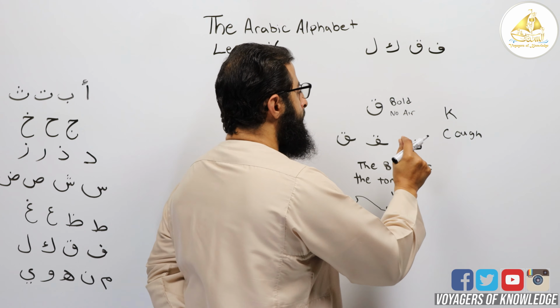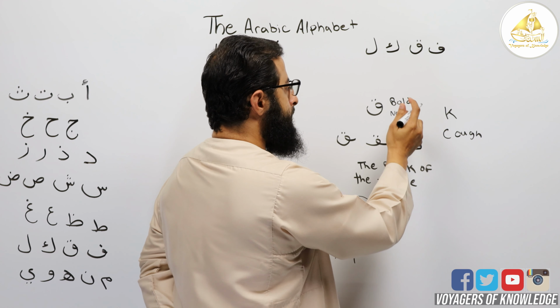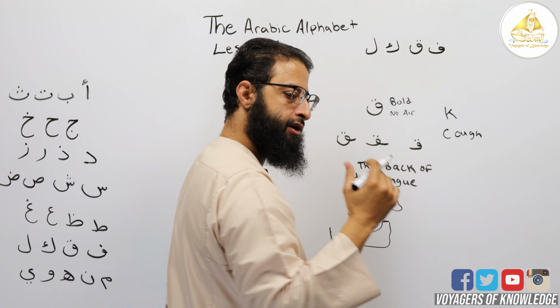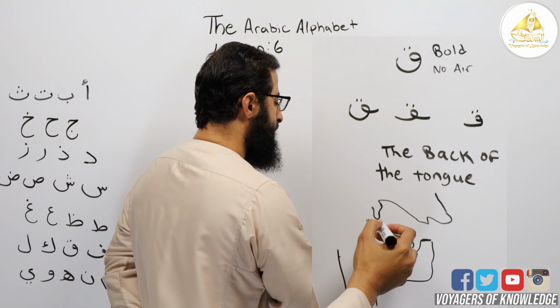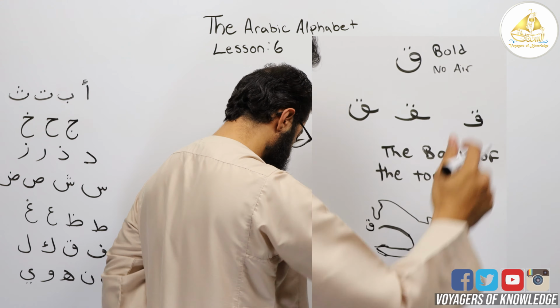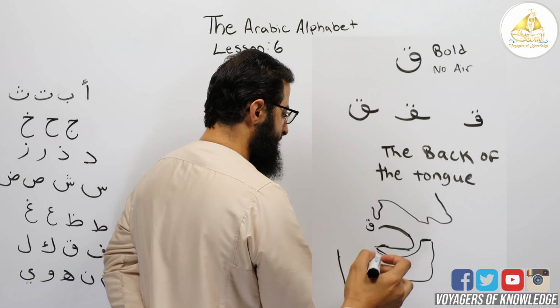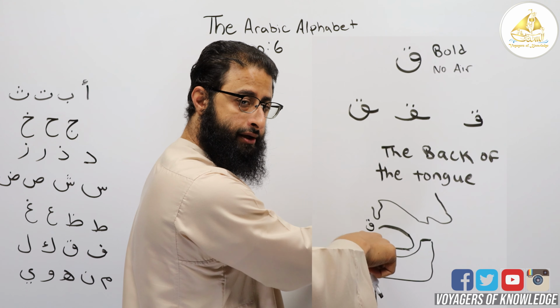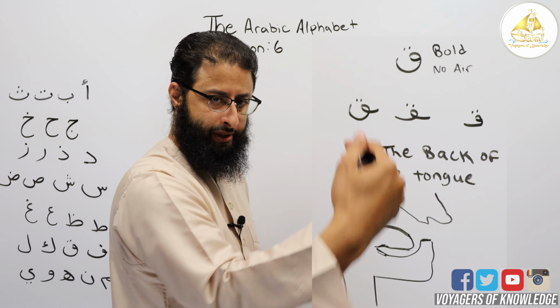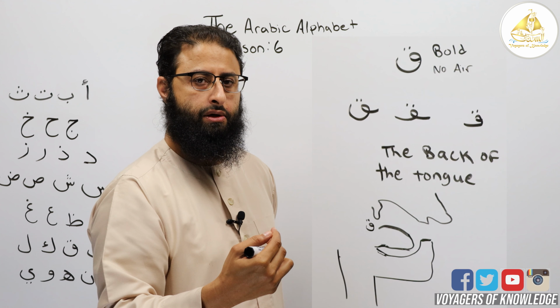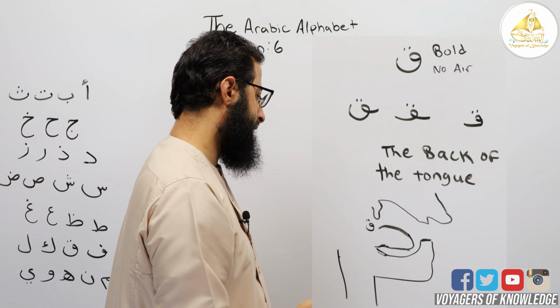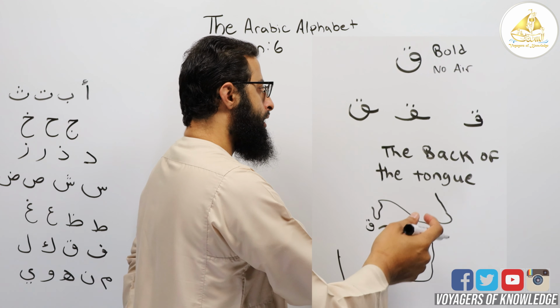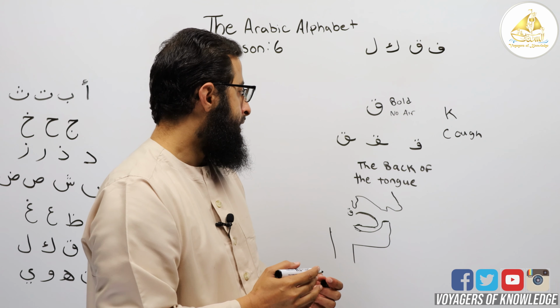Now, what you want to do is make sure that it's bold and you don't add any air, and you want to know its location so that you can eliminate most of these mistakes. And that is that the Qaf is in the back of the tongue, close to where the uvula is, so beneath it. Aq, Qaf, holding the air and making it bold, will give you that sound.